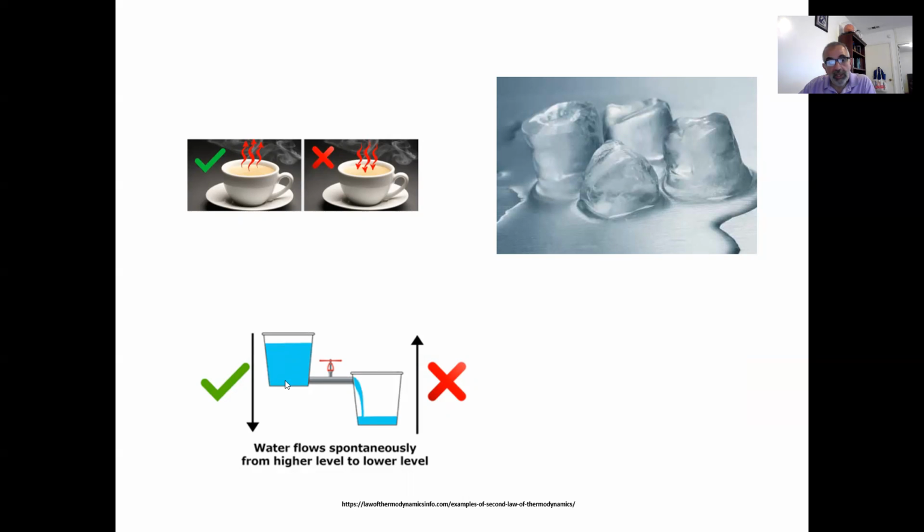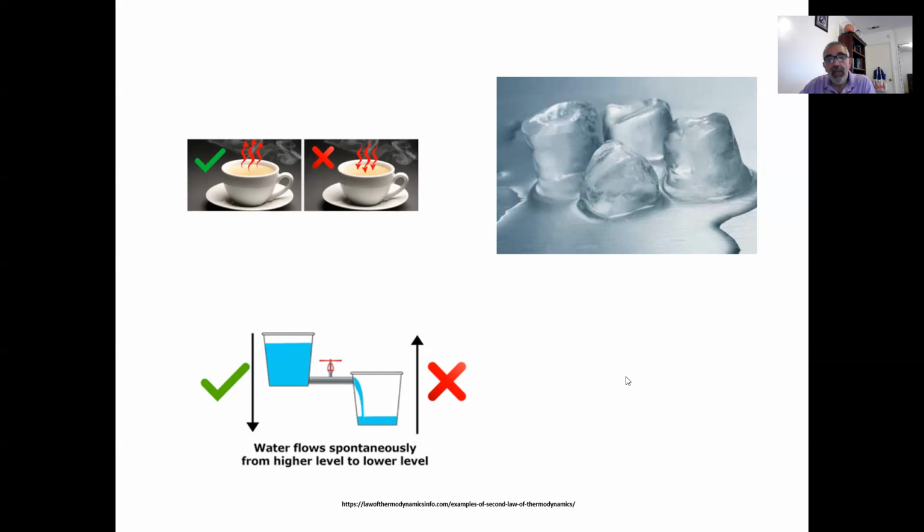Water will flow spontaneously from a higher place to a lower place, but it will not rise up from a lower place to a higher place. All of these are examples of the second law of thermodynamics and of increasing entropy. The melted ice is higher entropy than the ice cubes. The cup of coffee equilibrated to room temperature is a higher entropy system than a hot cup of coffee in a colder room. This arrangement is a lower entropy system than when the water flows down and fills this lower cup and so forth.